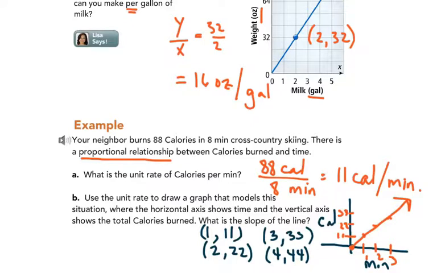And the slope of this line, remember, slope is rise over run. So I rise 11 and I run 1. So the slope is 11 over 1, which is 11. And you should notice now that the slope, 11, and the unit rate, 11, are the same. Let's take a look at the next one.